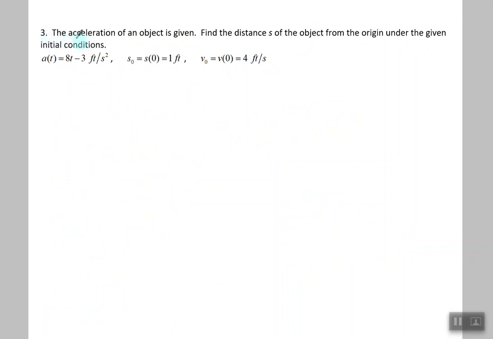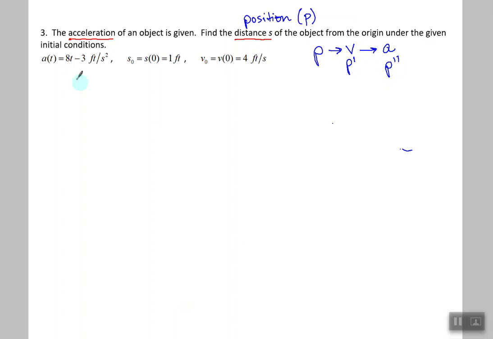Number 3, the acceleration of an object is given. Find the distance s of the object from the origin under the given initial conditions. Now remember that distance is a measure of position, so we often call that p, if that makes you more comfortable. The relationship between position and acceleration is that starting with position, we take the derivative, we get velocity, we take the second derivative, and we get acceleration. So velocity is the first derivative of position, and acceleration is the second derivative of position.